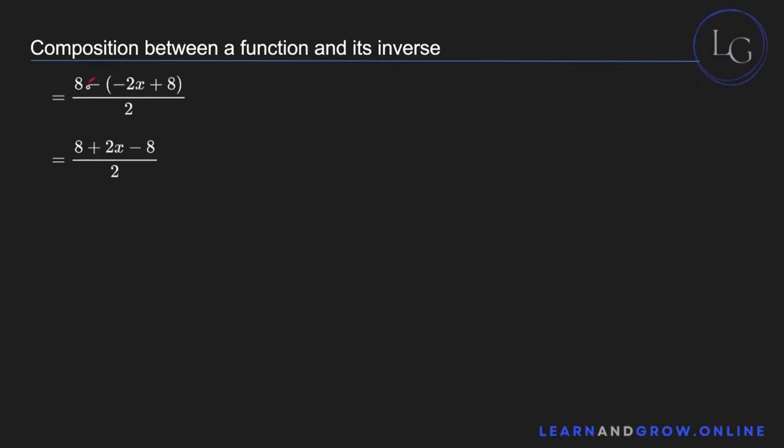So once you multiply this negative sign with this entire bracket, you get 8 plus 2x minus 8. You can cancel out this positive 8 and this negative 8. That gives you 2x over 2. You can cancel out this 2 and this 2, and that leaves you with x. So now you've proven that f of f inverse of x is equal to x, and f inverse of f of x is also equal to x.